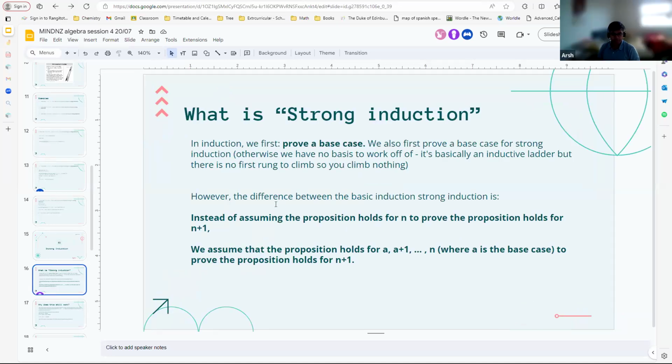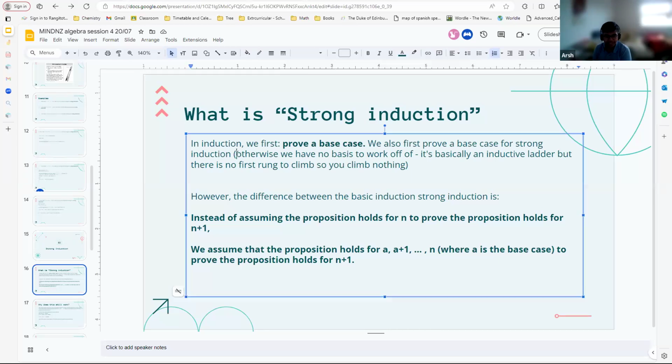So what is strong induction? In normal induction, we prove a base case. Similarly, in strong induction, we also need to prove a base case from where we start working. Basically it's an inductive ladder, but if you don't have a base case, there is no first rung to climb, so you have nothing to work off. So first you need to prove a base case.